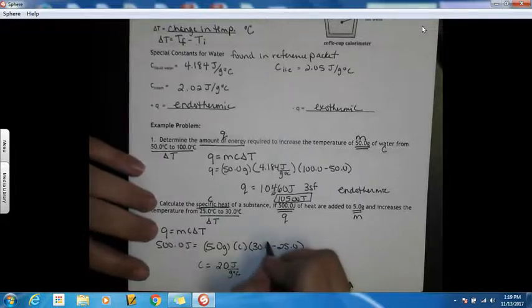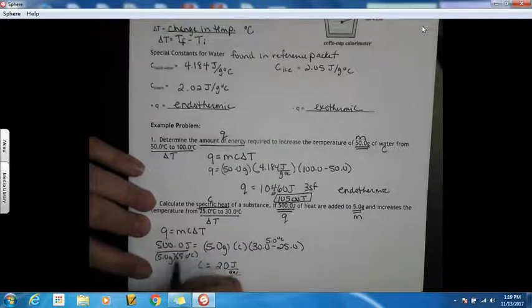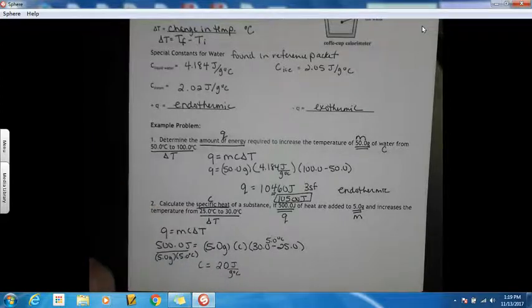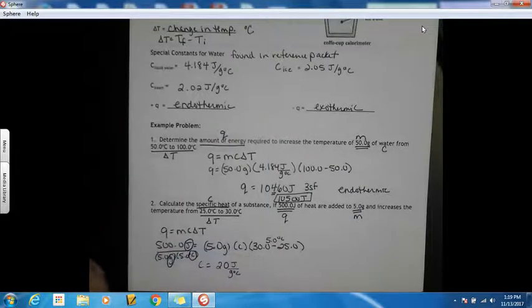And again, the reason why we get that is because here, we're dividing these over here. So we divided by 5 grams, and we divided by 5 degrees Celsius. So when we simplify our numbers, all of our units, none of them cancel out. So you have joules over grams and degrees Celsius. None of them cancel out.